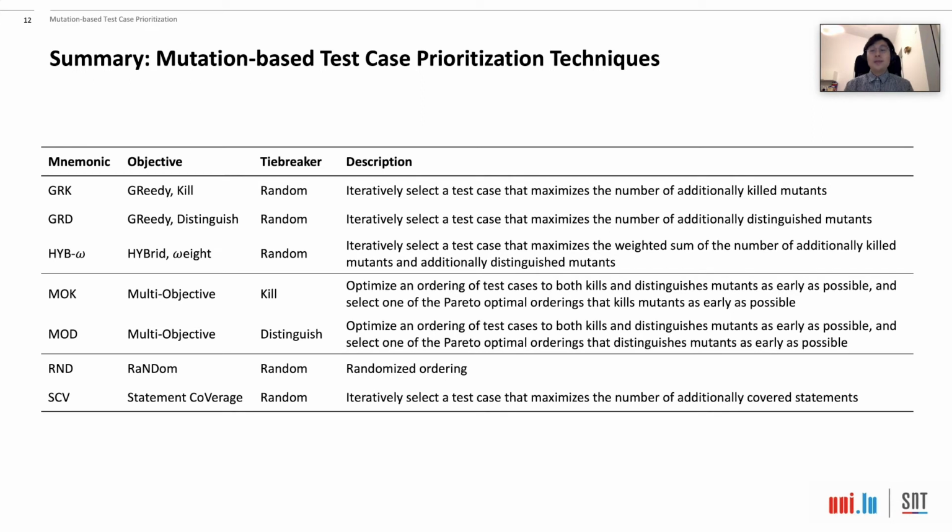The last one, SCV, is a statement coverage-based test case prioritization technique. It is basically a greedy approach, but it's not using the mutant kill information, it's using the statement coverage information. This is of course another baseline for the mutation-based test case prioritization techniques.